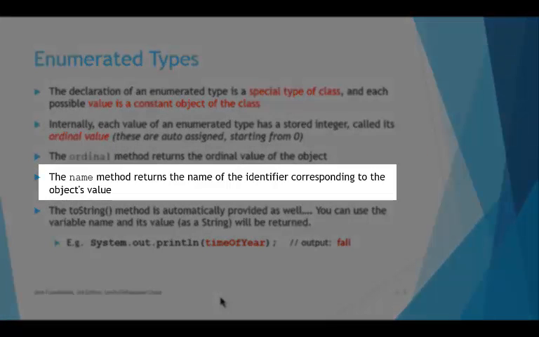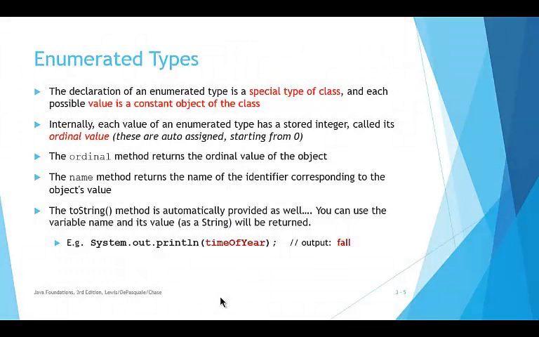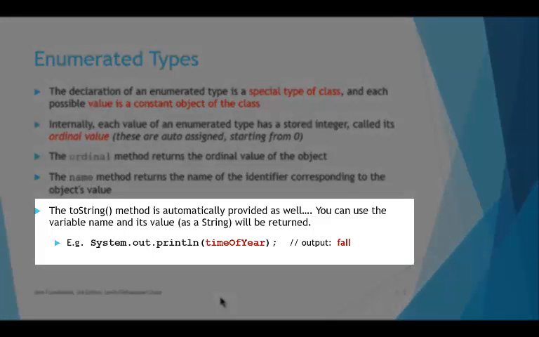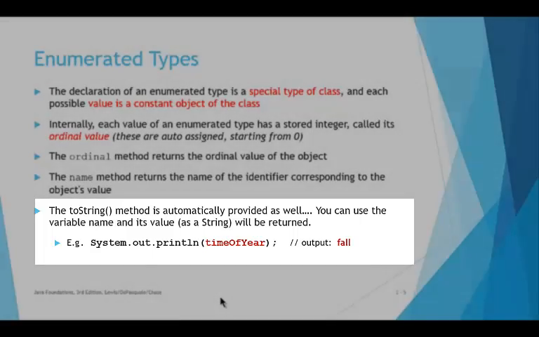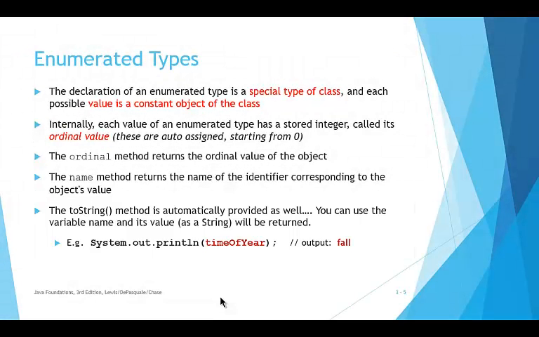The name method returns the name of the identifier corresponding to the object's value. Although Java provides us with the name and ordinal properties, most of the time, say 99% of the time, we will be using just the value of the enumerated type variable. We can even display their value directly by using the variable name inside a System.out.println. Look at the example on the screen. System.out.println(time of year). The output from this would be fall.